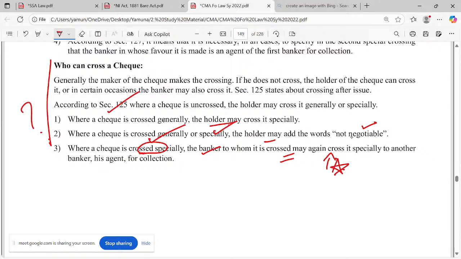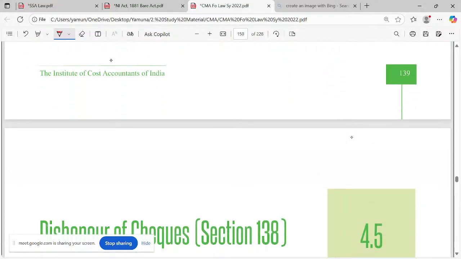மூணு இருக்கு. One is generally, where the holder will cross it, generally or specifically. Specifically, the banker will cross it, and the banker again will do a second crossing to say that it cannot be passed to another banker. Okay, இல்ல ஏஜென்ட் கிட்ட மட்டும் தான் போலாம். அந்த மாதிரி கேஸ்ல பண்ணுவோம். So மூணு மோட்ஸ் இருக்கு. So CMA Foundation, I request you to make a note of this heading alone. Okay, அவ்வளவுதான் heading. குட்டி heading now.